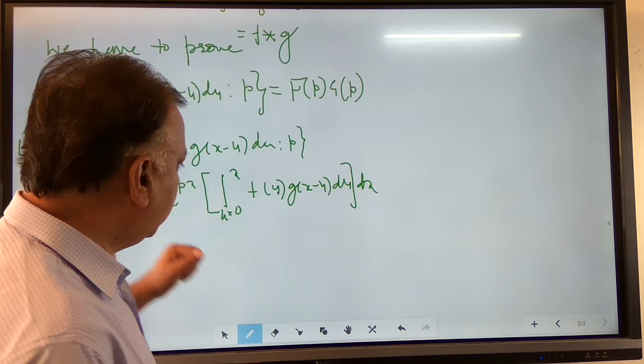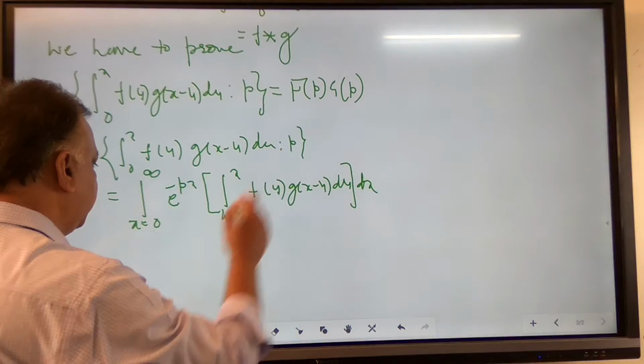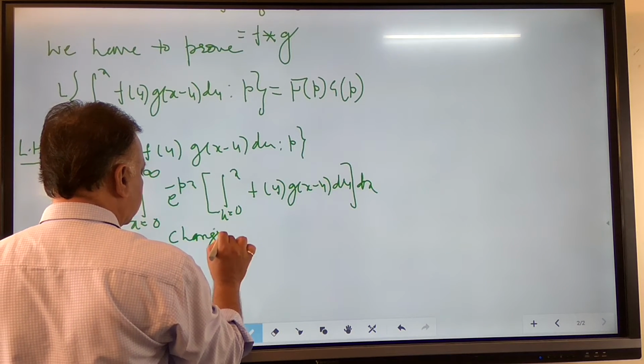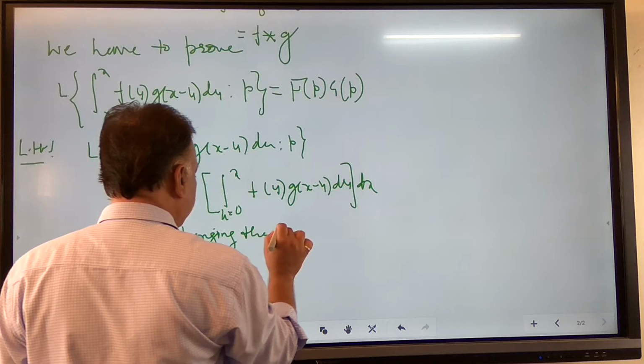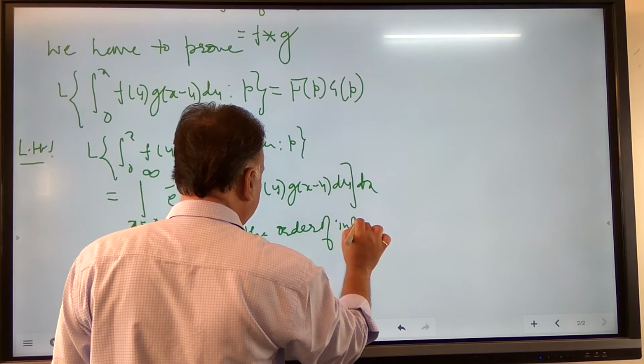Now in order to calculate this integral, first we change the order of integration. Changing the order of integration.